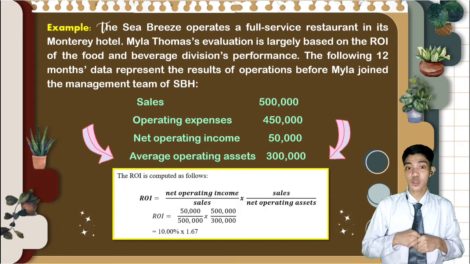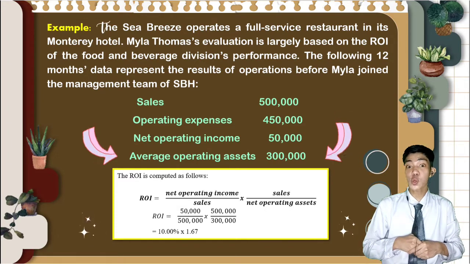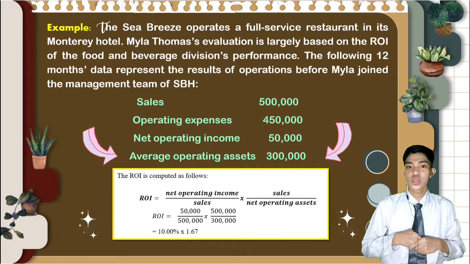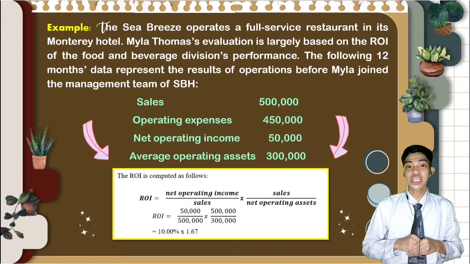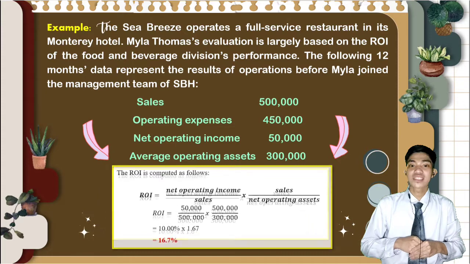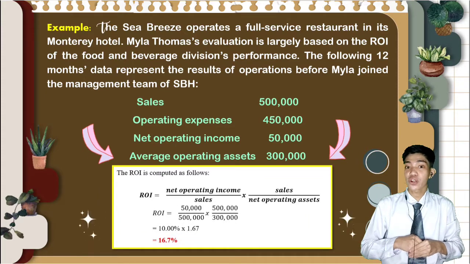Then the next step is to multiply the 10% to 1.67 which is 0.167. Then para makuha ang ROI, we need to multiply this 0.167 to 100 for the total of 16.7 which is our computed ROI for this example.